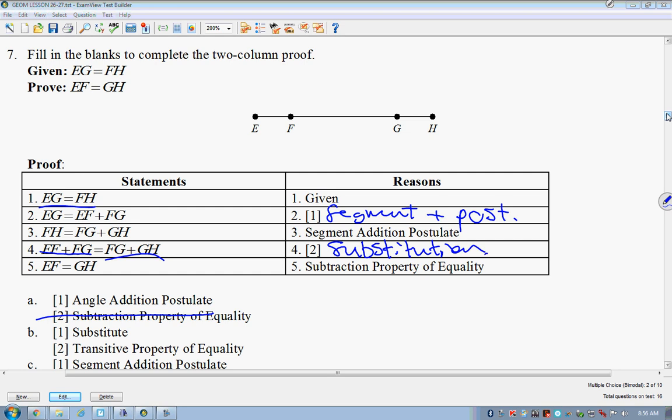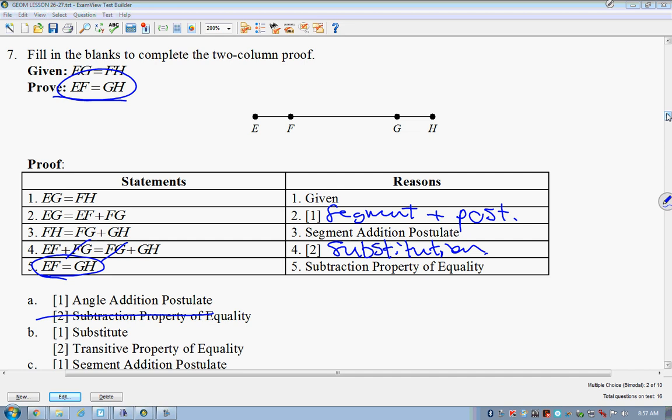And then you'll notice from here, now the question's been answered, but how do we get from EF plus FG to FG plus GH? What exists on both sides? FG. So if I subtract, they'll cancel out, and I'll be left with EF equals GH, and that's what they wanted me to prove to begin with. I have to end with what they wanted me to prove. That should be the last statement in every proof.